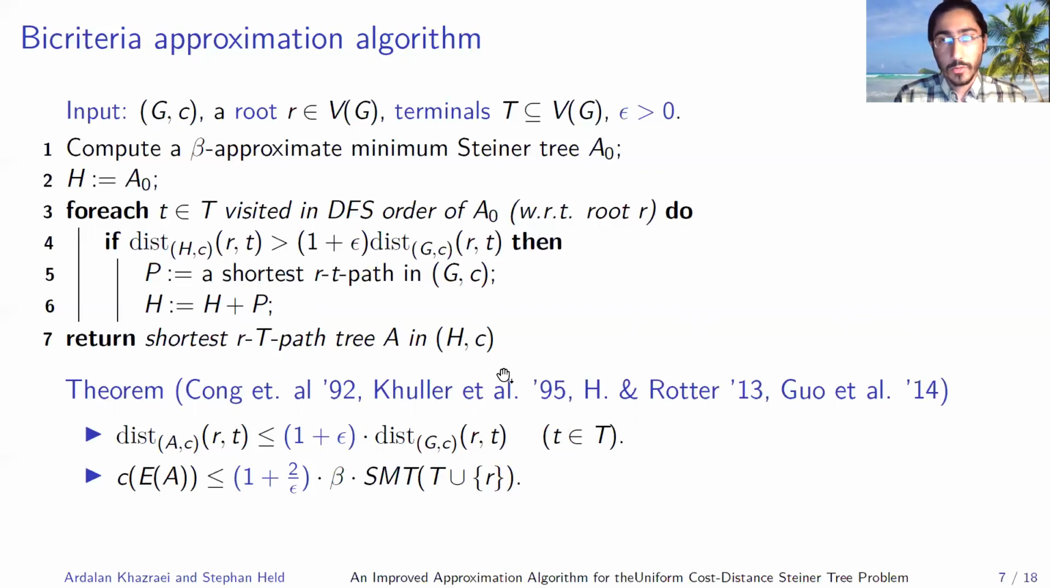Now, by condition in the algorithm, we have that the tree path lengths in this output solution must be bounded by a factor of 1 plus epsilon times the direct distances in the graph. But what is also possible to show is that the total sum of edge costs of the solution is bounded by a factor of 1 plus 2 over epsilon times a beta approximate Steiner tree that was input to the algorithm.